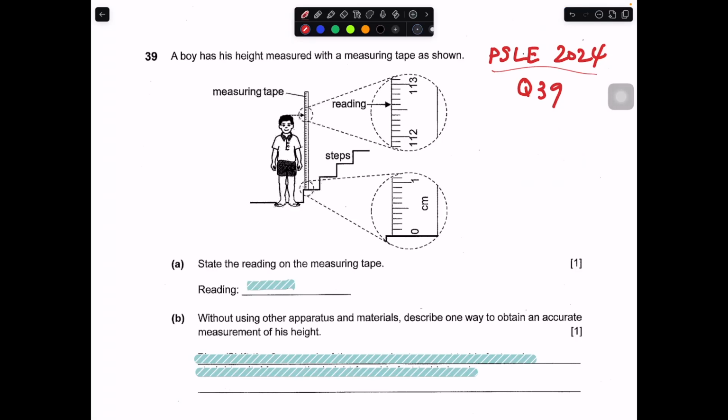So today I'll be going through PSLE 2024 question number 39. A boy has his height measured with a measuring tape as shown. Then they ask you to state the reading. This one is just reading off from the diagram.